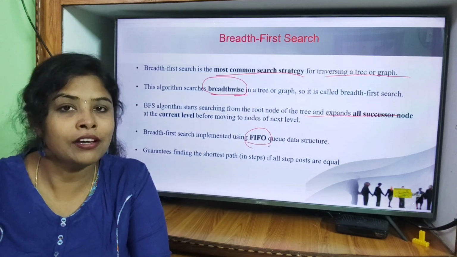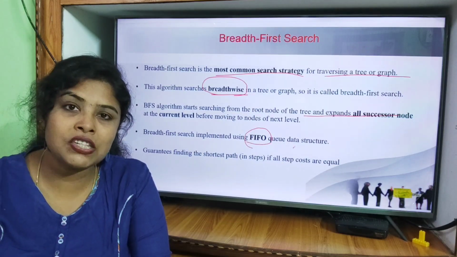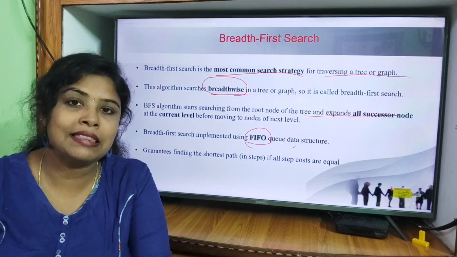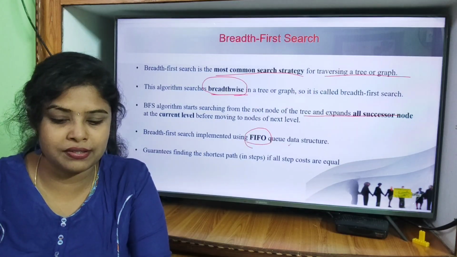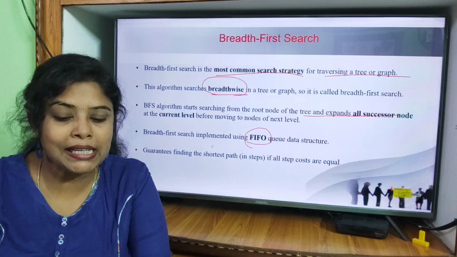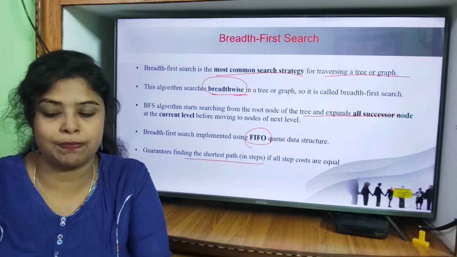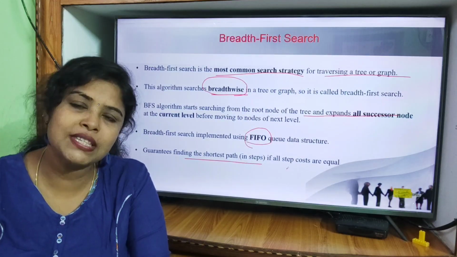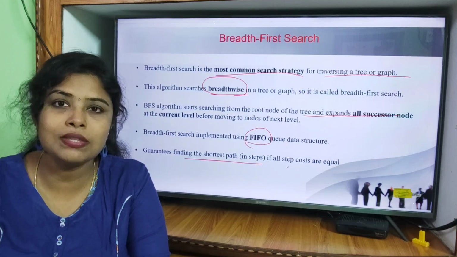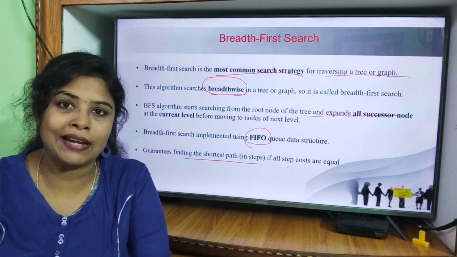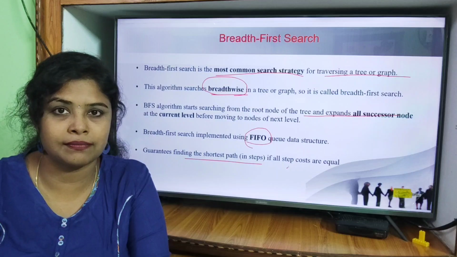It will follow the queue data structure. So whichever node is visited first, that node has to be dequeued from the queue data structure first. And it will guarantee finding the shortest path because it is going to visit each and every node. It will have information about all the nodes in the tree. So it can provide the shortest path for us.